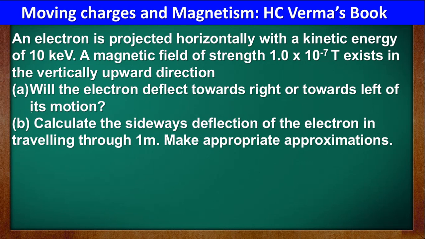In this video, we are going to discuss a question from Professor H.C. Verma's book. The question is from moving charges and magnetism. An electron is projected horizontally with a kinetic energy of 10 kilo electron volt. A magnetic field of strength 1e minus 7 Tesla exists in the vertically upward direction. So what happens to this electron is the first question.